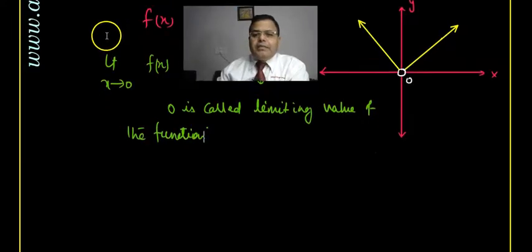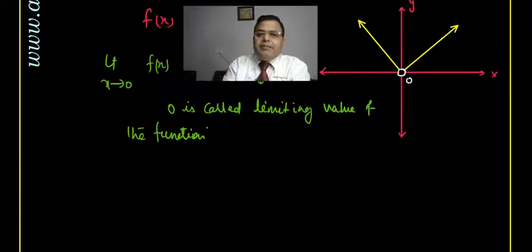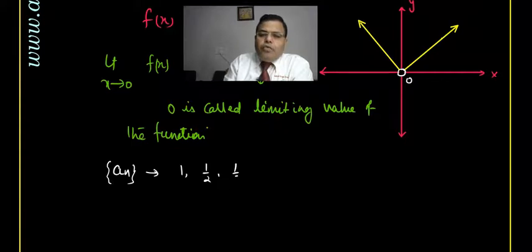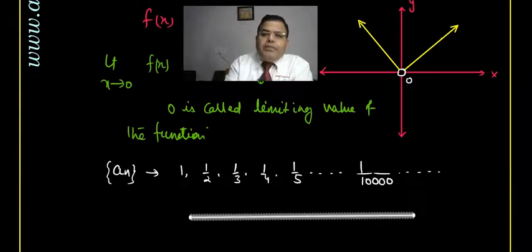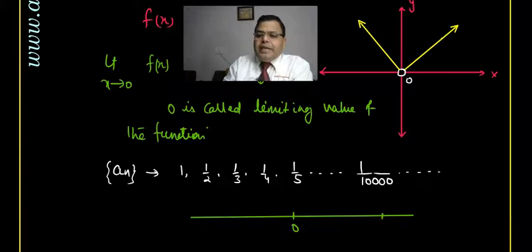You can understand some other examples as well. Suppose a sequence is given, a_n, described as 1, 1 by 2, 1 by 3, 1 by 4, 1 by 5. In this sequence, there will be 1 by 100 something, isn't it? The sequence is going to decrease successively. If you draw it on the number line, the sequence approaches towards 0. If 1 is here, then 1 by 2 is there, then 1 by 4 is here, 1 by 400 is something here, 1 by 1000 is something here, 1 by 10,000.